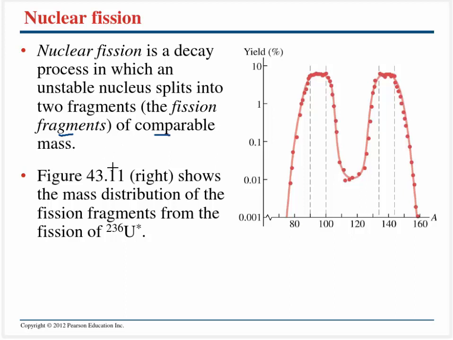Now, if we were to take something, and actually they did this in about 1938 or so, they had uranium-235, and what they did is they bombarded it with a neutron, so 1, 0, and then an n, and then they got radioactive uranium-236. I got that little star right over there. And this guy is going to break into a couple of different things. It's going to break into barium and krypton and a couple of neutrons, or it could break into some other things.